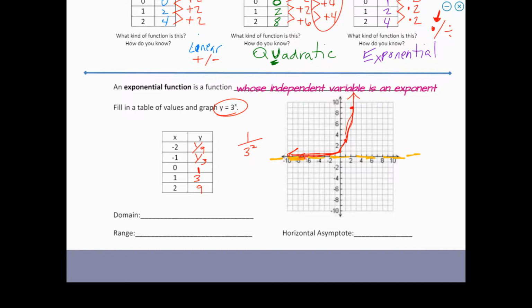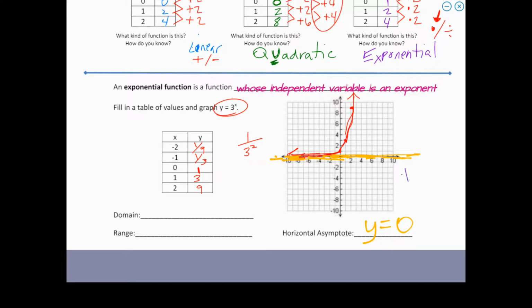What equation would I use to represent that line? Y equals or x equals? Y equals. Y equals what? Like 1. At this line right here, what does y equal on the x-axis? On the x-axis, what does y equal? 0. So y equals 0 is my asymptote.